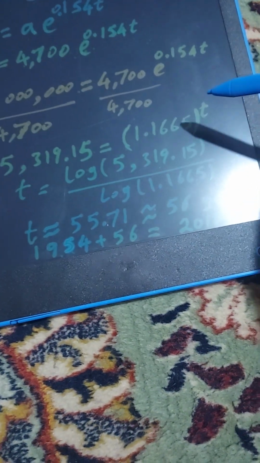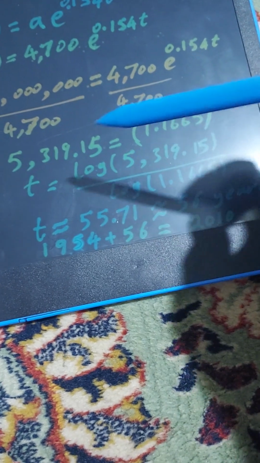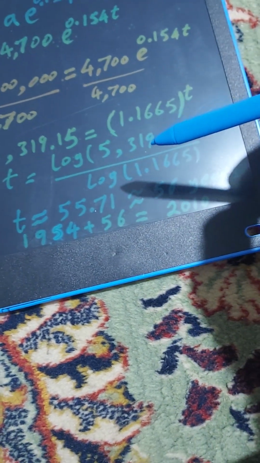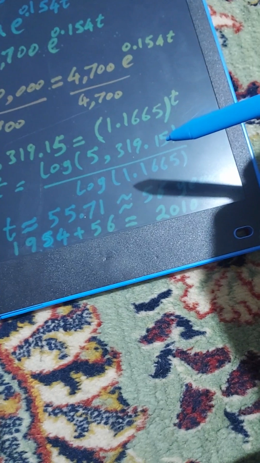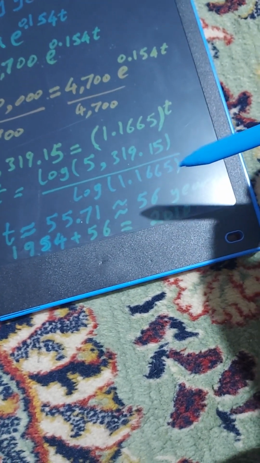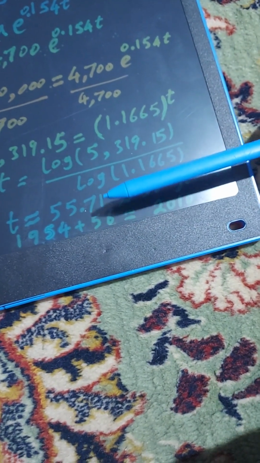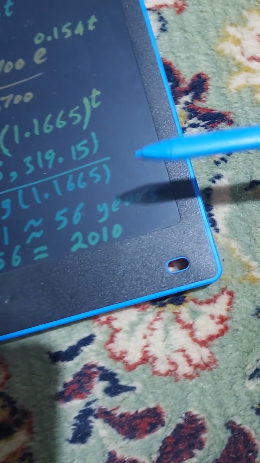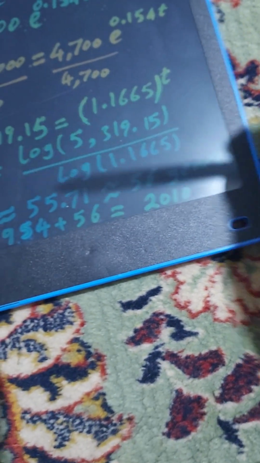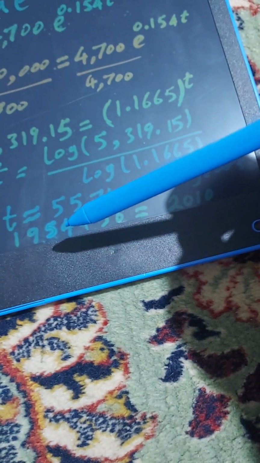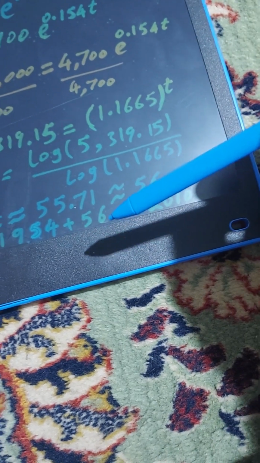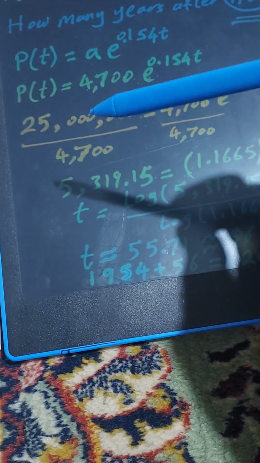To determine the value of t, we can do t equals log 5,319.15 divided by log 1.1665. That will give us an estimate of 55.71 years. We do the rounding, it's going to be 56 years. So from the initial year, which is 1954, we add 56 years. That will give us 2010. In 2010, that's the expected estimation of the population to increase to 25 million.